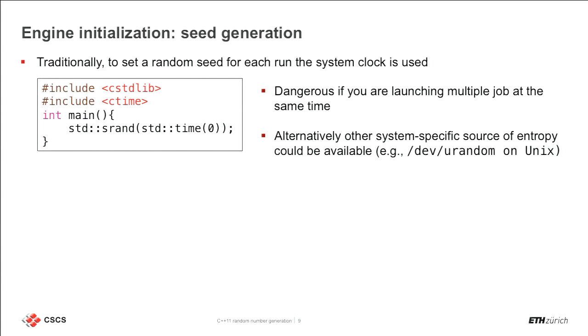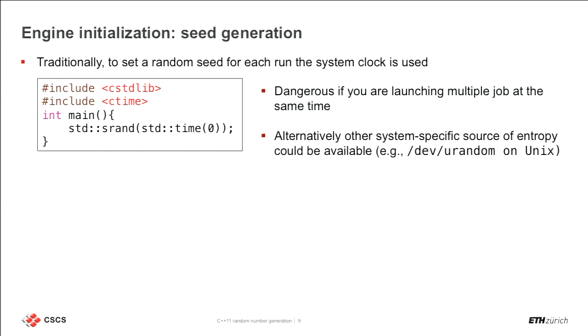Another possibility is to use a source of entropy which is system specific, like this file for the Unix case. It is basically a special file that every time you access it, provides you a number which is calculated making use of information provided by devices and sensors connected to the system. So it is a kind of measure of environmental noise.